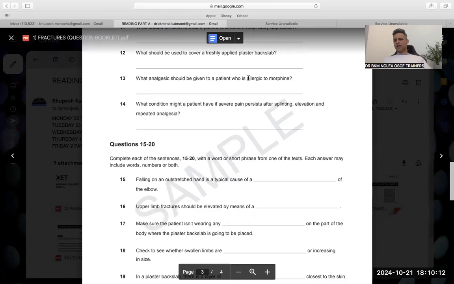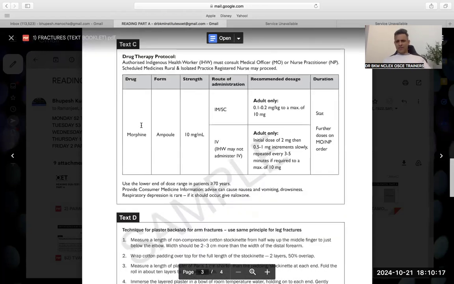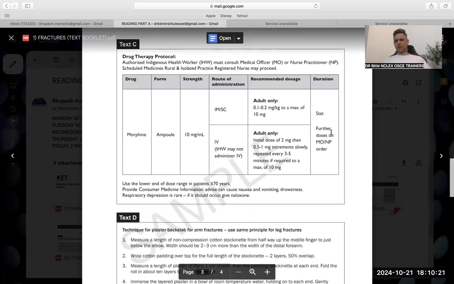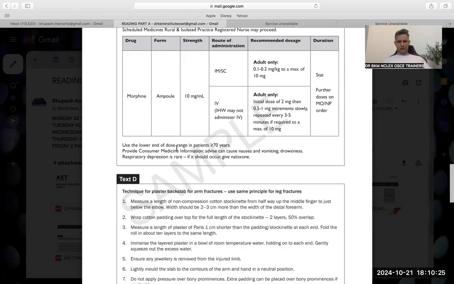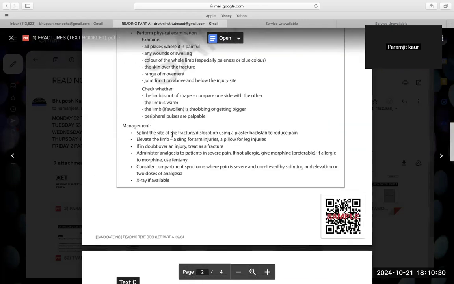What analgesic should be given to the patient who is allergic to morphine? Which paragraph? Over here, it can be paragraph B, because they are talking about morphine. If you are allergic to morphine, then you would give an alternative. So what is the alternative if morphine does not work? Sir, it cannot be paragraph B. Okay, it's not given over here.